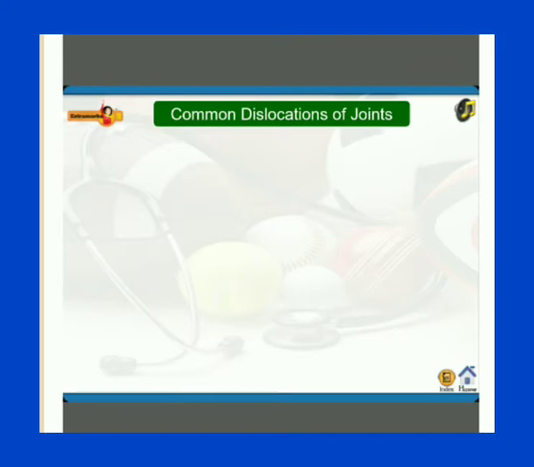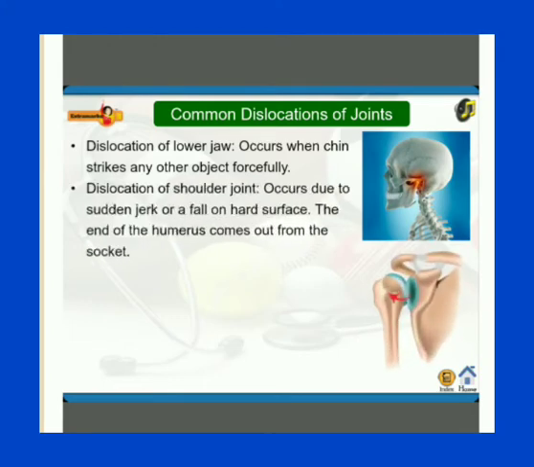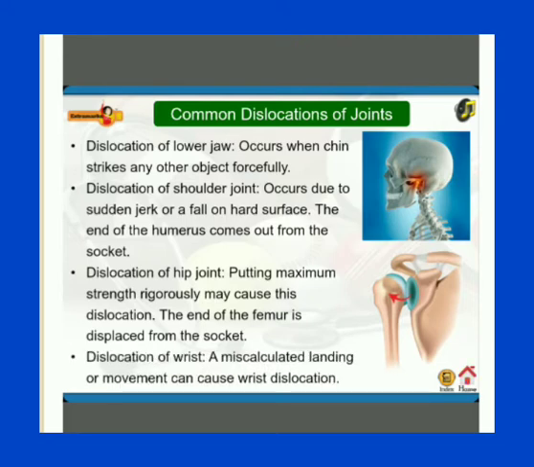Dislocations of joints faced by athletes are: dislocation of the lower jaw, which occurs when the chin strikes any other object forcefully. Dislocation of the shoulder joint, which occurs due to a sudden jerk or a fall on a hard surface. The end of the humerus comes out from the socket. Dislocation of the hip joint, where putting maximum strength rigorously may cause this dislocation. The end of the femur is displaced from the socket. Dislocation of the wrist, where a miscalculated landing or movement can cause wrist dislocation.